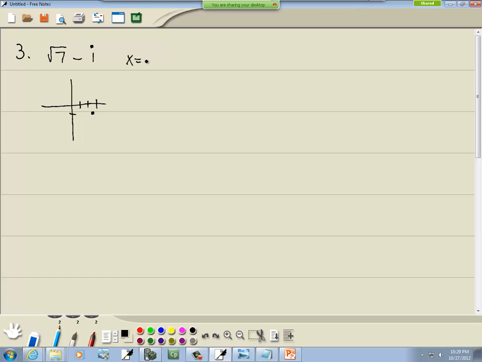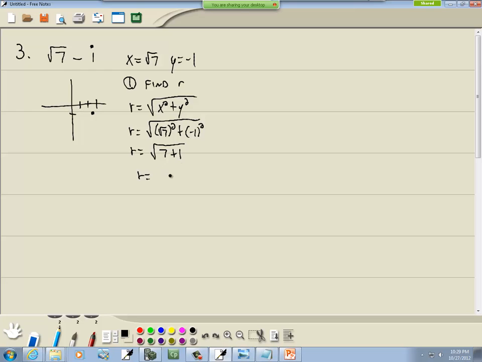Now x is our real part, which is square root of 7. y is the number that's before your i, which is negative 1. So first thing we do is find r. So r is equal to the square root of x squared plus y squared. x is square root of 7, so we got square root of 7 squared plus negative 1 squared. The square root and the second power cancel each other out, and we got 7 plus 1, which gives us square root of 8. And 8 is 2 times 2 times 2.